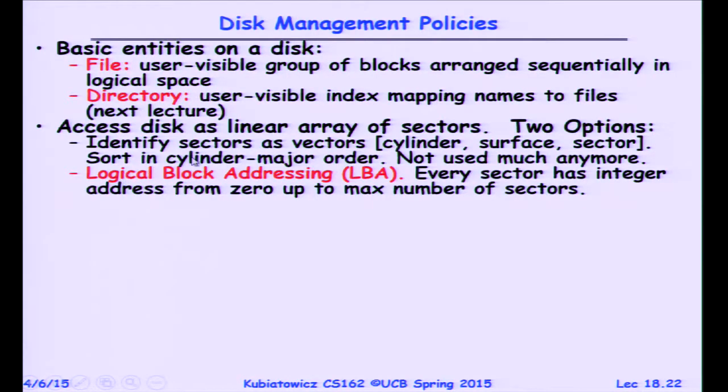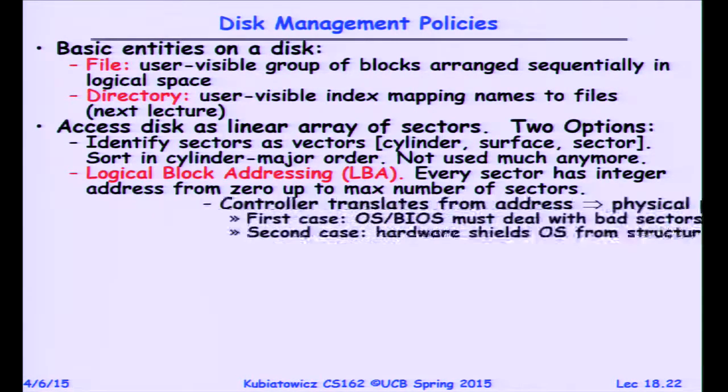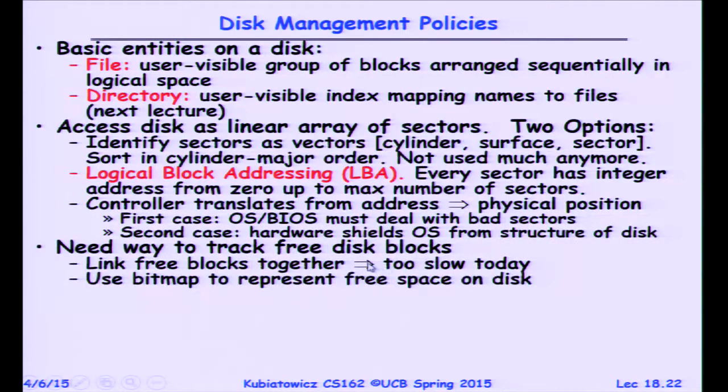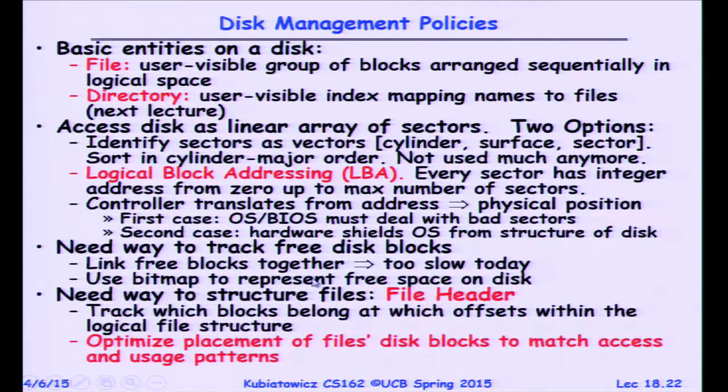All right, so while the original cylinder-surface-sector scheme was very easy to start optimizing because you knew exactly what track you were on, with LBA you have to make some guesses. Things that are close together are typically on the same track, or adjoining tracks. And we need a way to track the free disk blocks, so we could link all the blocks together, which might be slow, or we could use a bitmap. We'll see both of these.